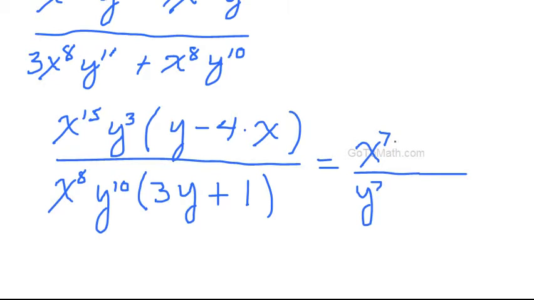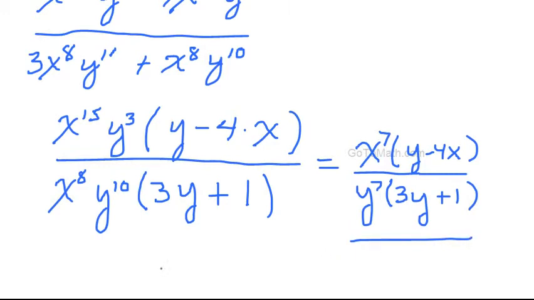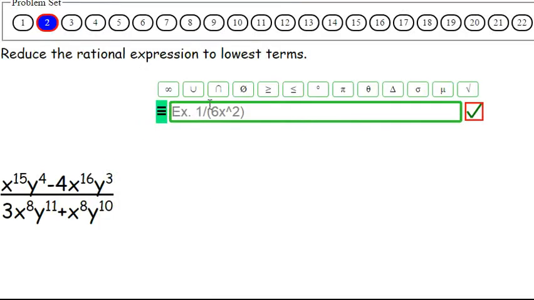Alright. And then we got y minus 4x over 3y plus 1. Okay, so there you go. And where are we at here? No, that's it. Wait a minute. Okay, I think that's it. That's too long, man.